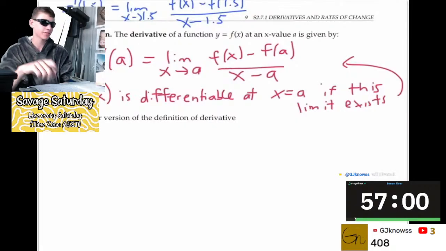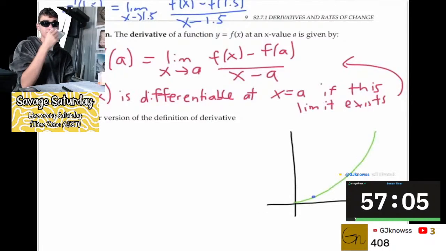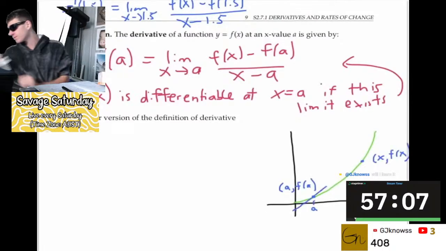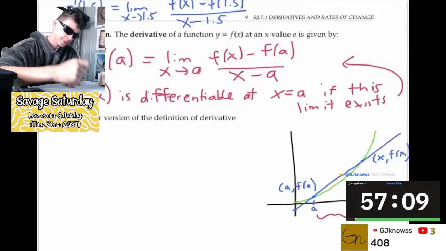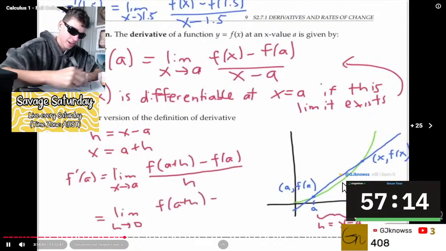There's another equivalent version of the definition of derivative that's very common and very useful. If we're looking at the graph of a function, trying to calculate the slope of the secant line between the points a, f of a, and x, f of x, then let's introduce the letter h to be the quantity x minus a. So h represents the run, and we're letting h go to 0.